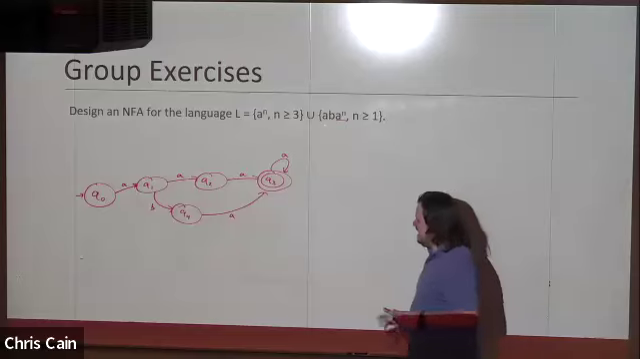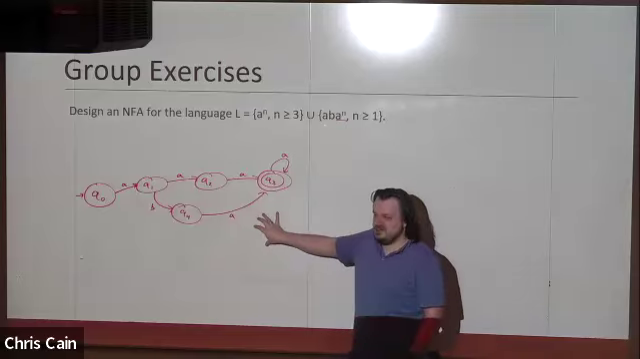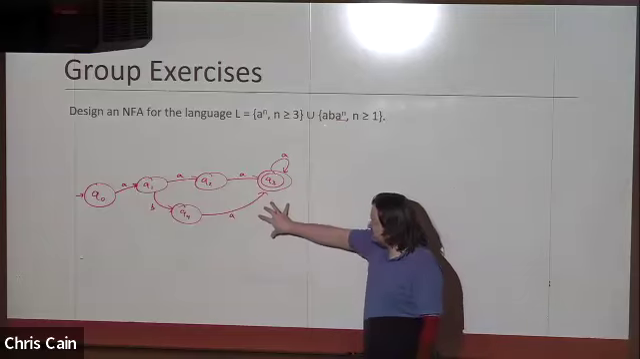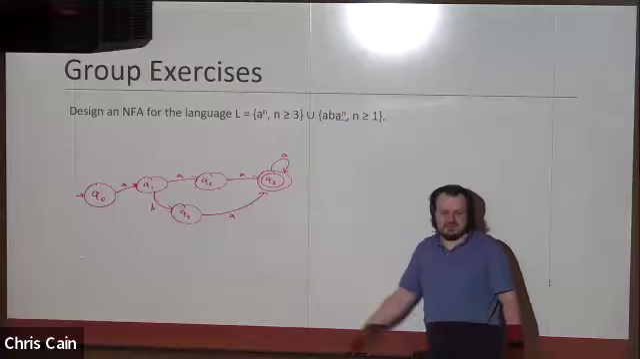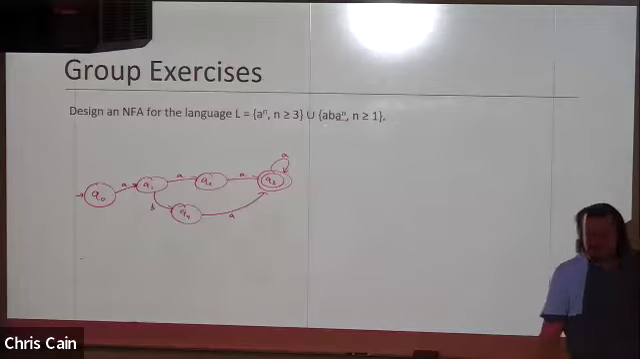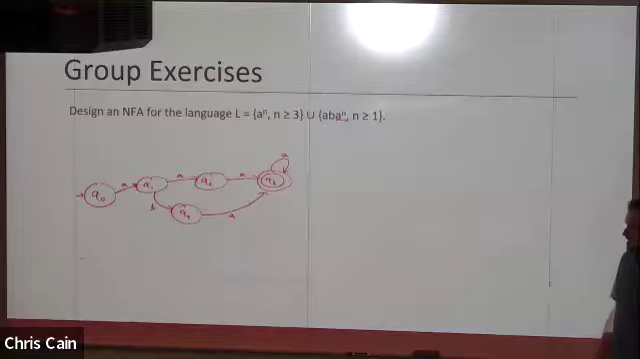If you had a separate Q5 down here that was kind of a copy of Q3 and did exactly the same thing, that's fine. More states than the optimal solution, but it would still successfully decide this language. AAB.